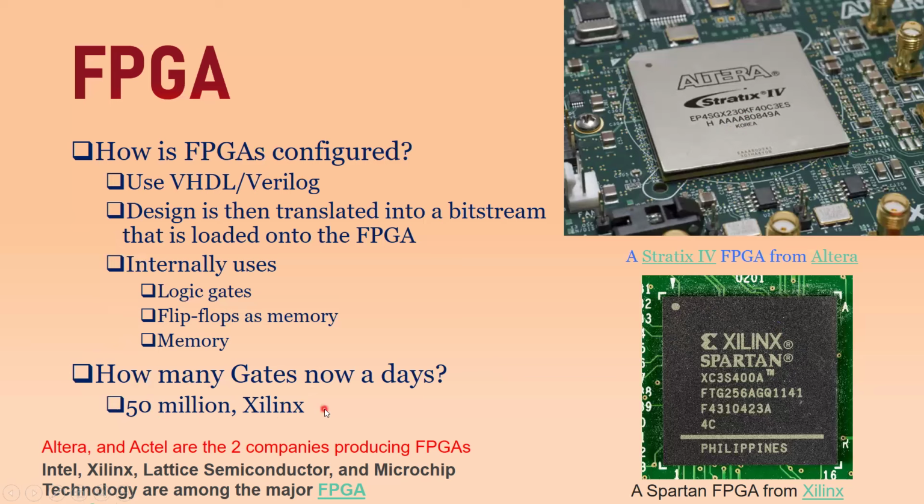Okay, what are the companies that are providing the FPGA ICs and the boards? Altera and Actel were the two major companies earlier in the 90s that were producing FPGAs. But nowadays, you have companies like Intel, Xilinx, Lattice Semiconductor, and Microchip Technology. They are the major FPGA providers.